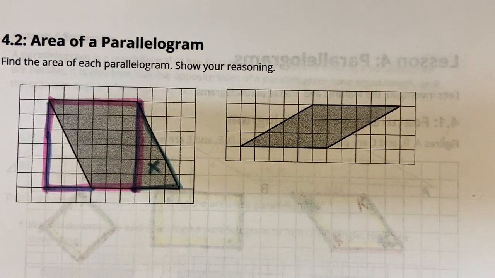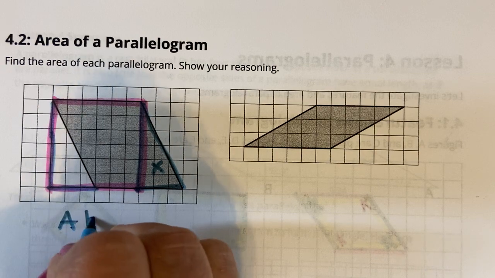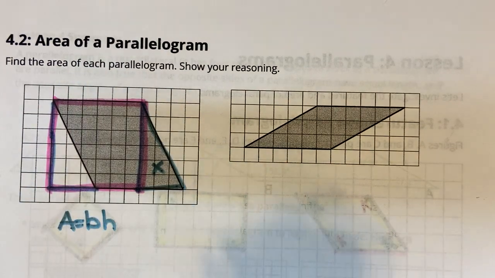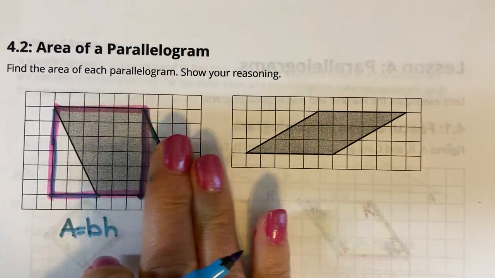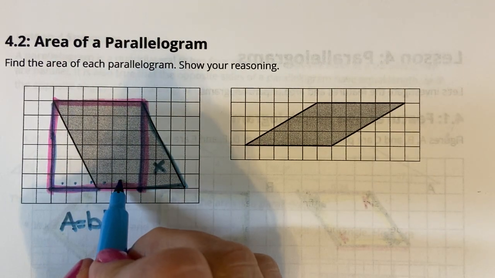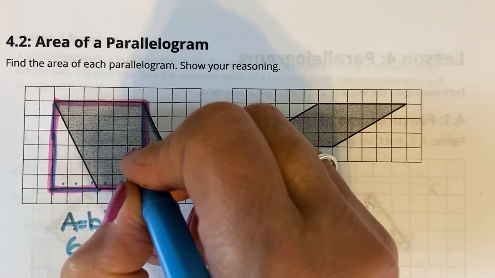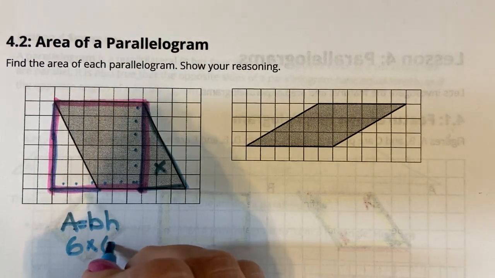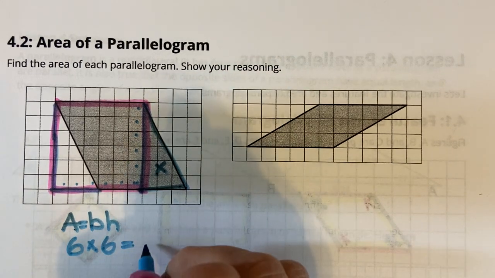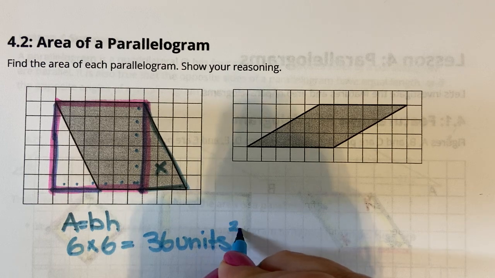And then if I want to find the area of this, I would just do my base times height, or length times width, and I'm going to count just these squares. So I would do 1, 2, 3, 4, 5, 6. 1, 2, 3, 4, 5, 6. It's actually a square. And it is 36 units squared. Okay?